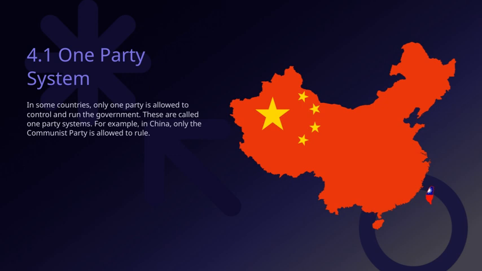This means that there is no competition between different political parties for power. The government is essentially controlled by a single party, which makes all the major decisions. One-party systems are quite different from democracies, where multiple parties compete and citizens have a say through elections. Understanding these systems helps us see how different countries organize their governments and maintain power.